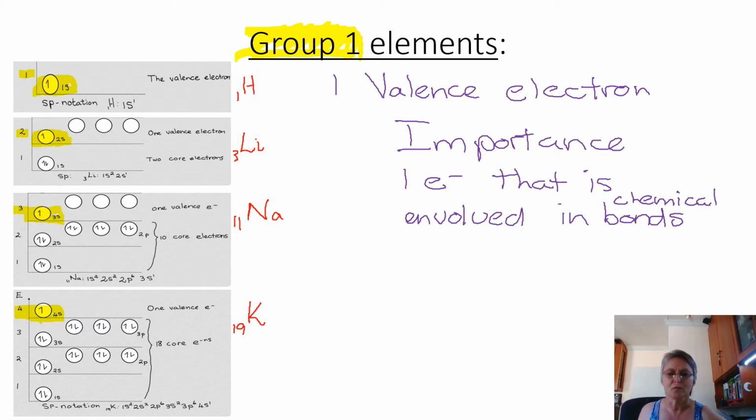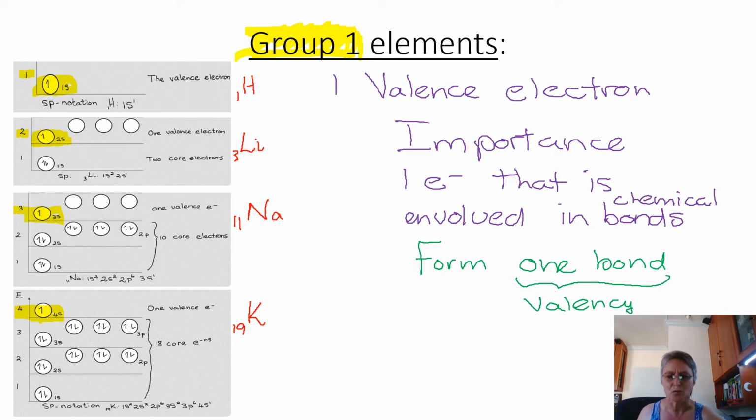Each of these can form one bond. So we say that this one bond is the valency of the element. So group 1 elements have one valence electron that can form a chemical bond, so its valency is 1. The Lewis dot diagrams or Lewis diagrams use a dot or a cross to represent the valence electron.